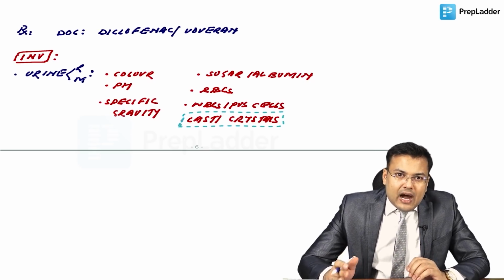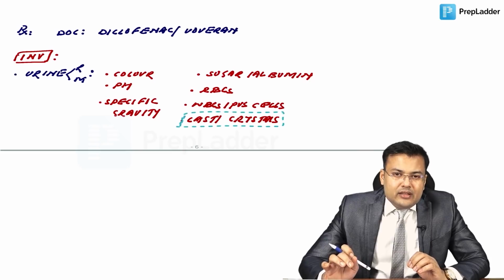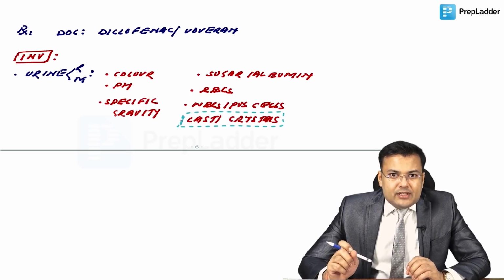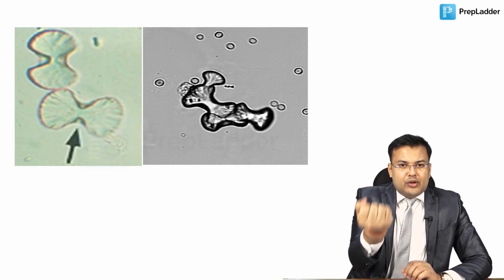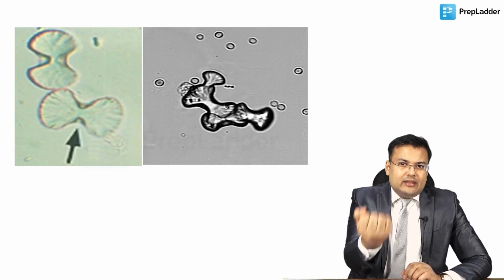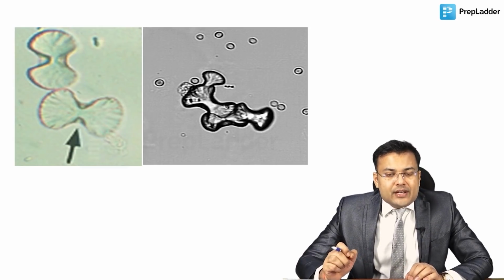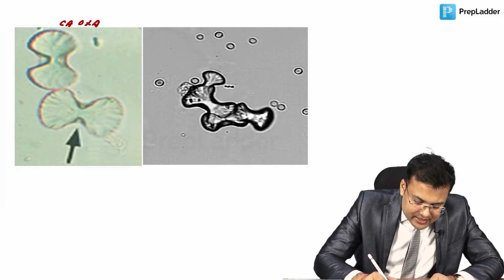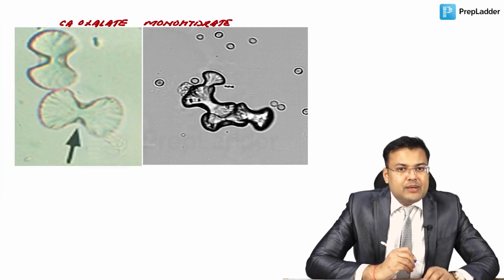And these questions are asked in the form of image based questions. So you must be knowing all the casts, their images and crystals. Okay, so now we are going to discuss the images of crystals one by one. Now you can see the shape. It is just like a dumbbell. So this is a dumbbell shaped crystal, and it is seen in calcium oxalate monohydrate. You have to remember calcium oxalate monohydrate, with dumbbell shaped crystals.